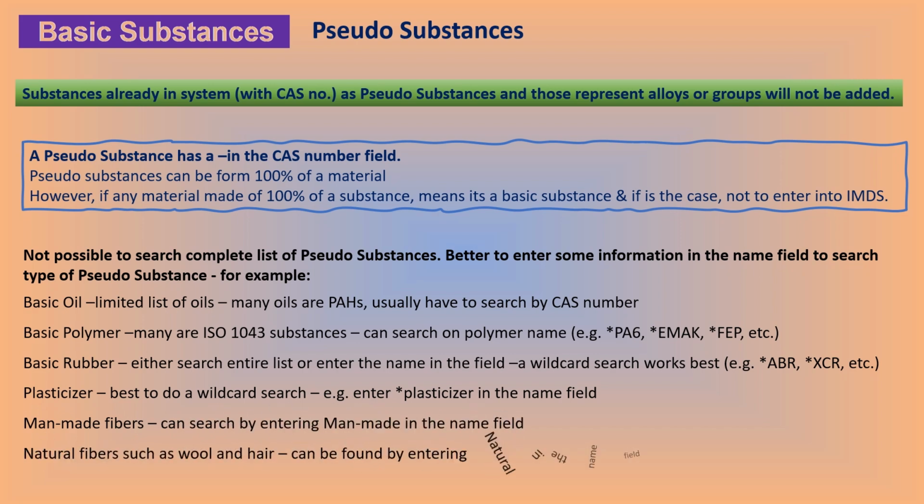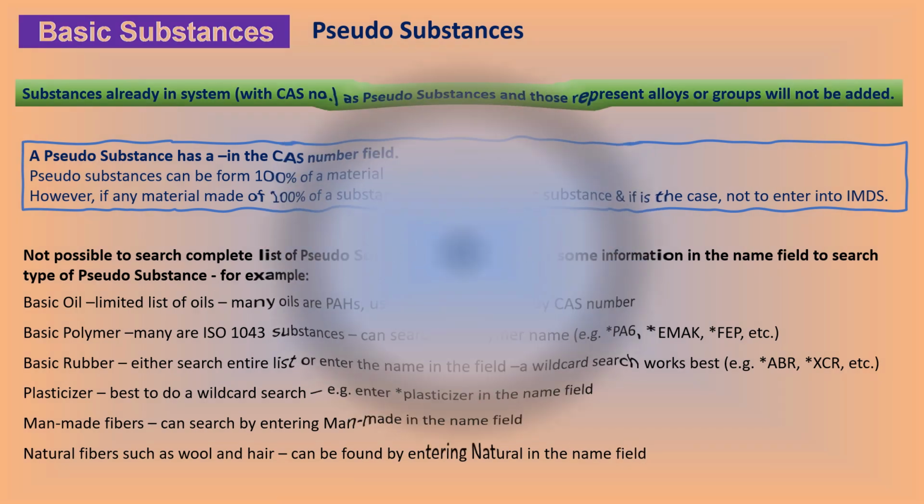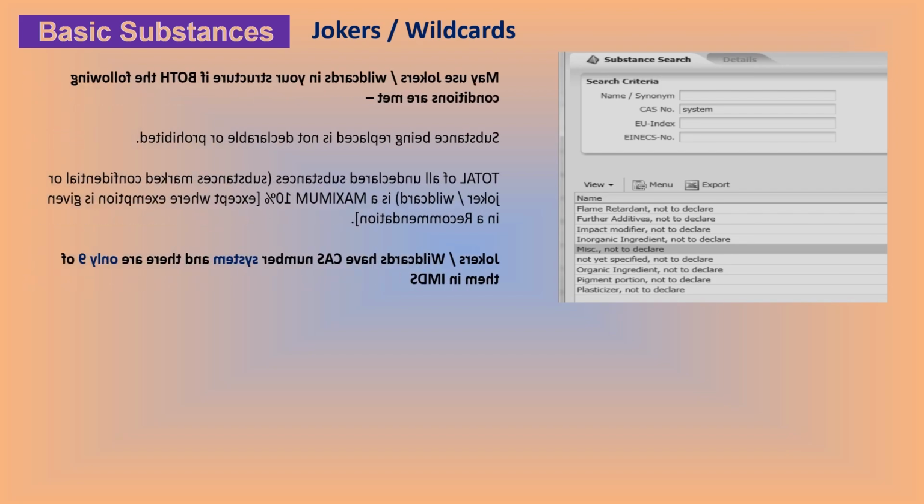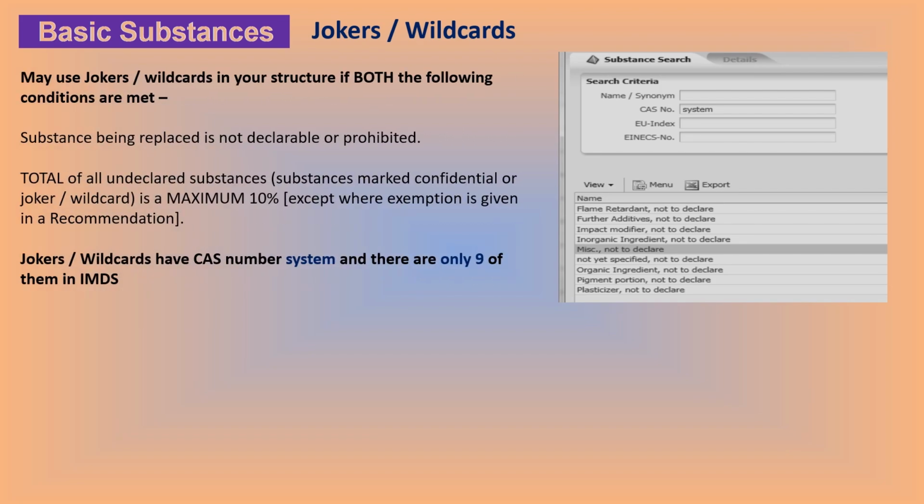It is better to enter some information in the name field to search for a type of pseudo-substance. A few examples are given on the screen. You may use Joker wildcards in your structure if both of the following conditions are met. The substance being replaced is not declarable or prohibited. The total of all undeclared substances is a maximum of 10%, except where an exemption is given in a recommendation.